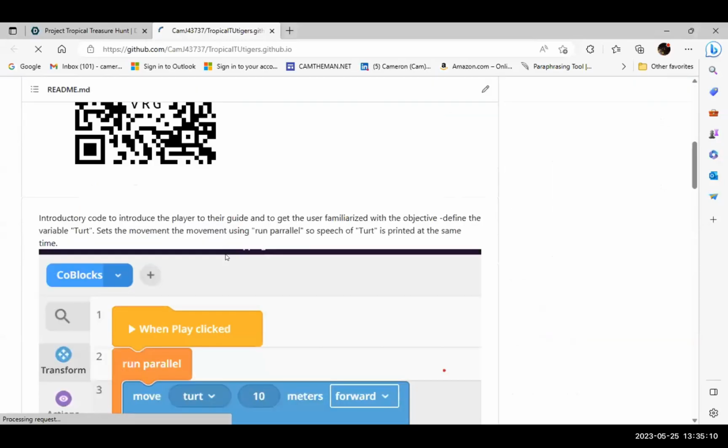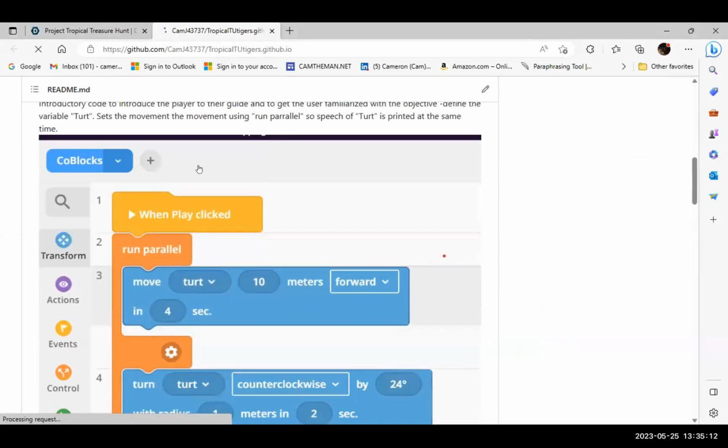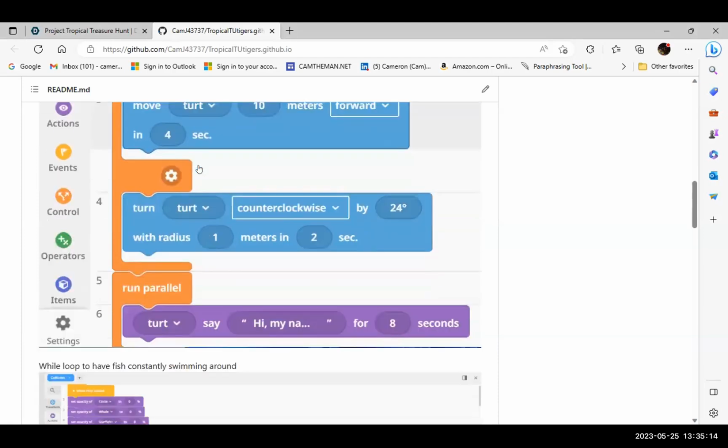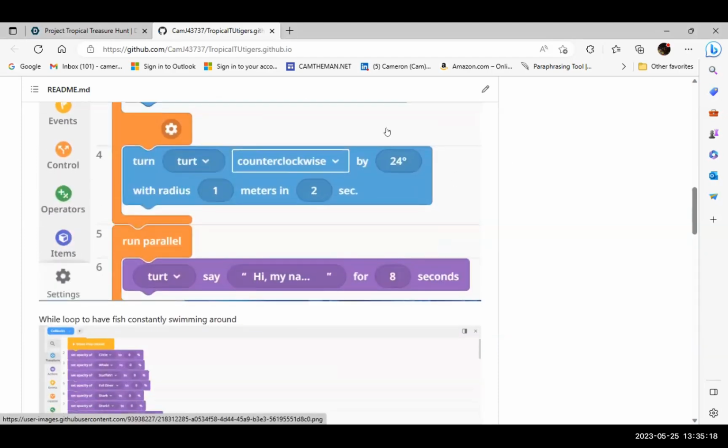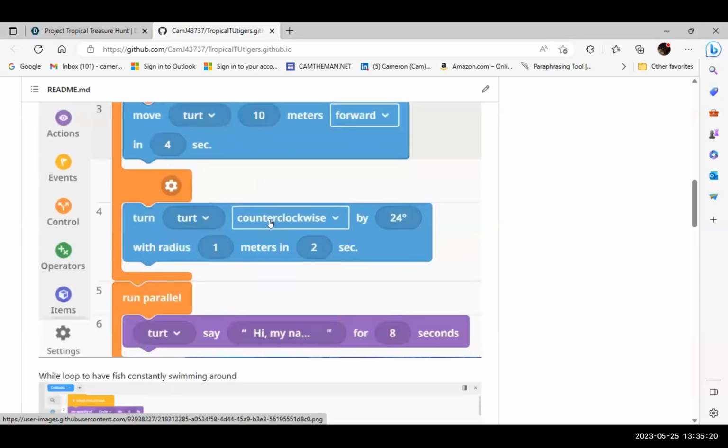And here's a look at my GitHub repository, some of the code blocks that we had used, our function, and the turtle, his name was Turt, and he was like your guide during the game. And just some of the things that would make him run depending on the user input.